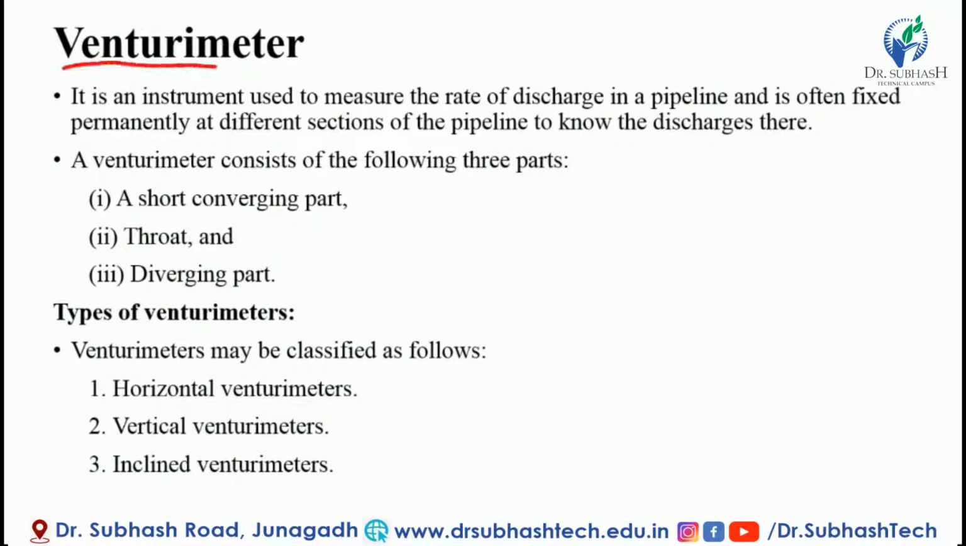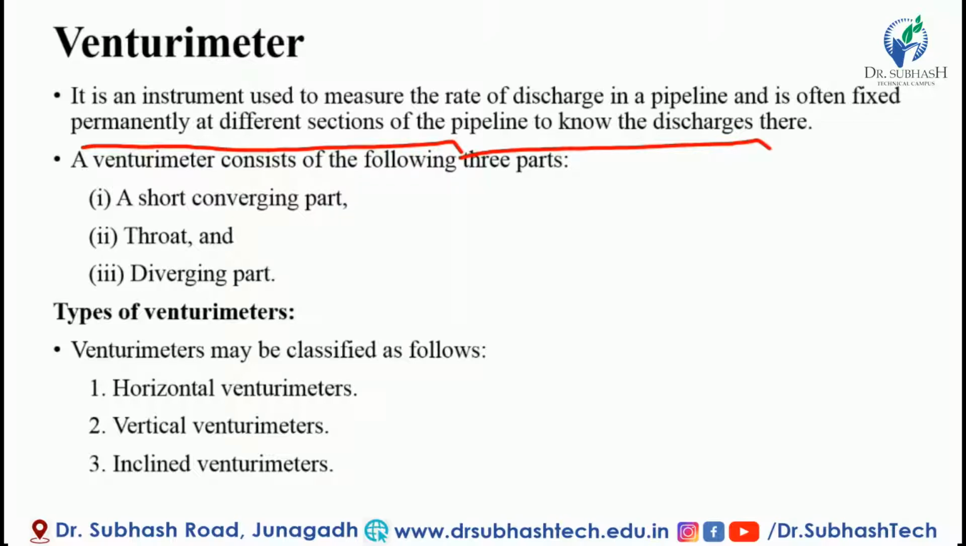First of all, what is the Venturimeter? The Venturimeter is a measuring instrument. It measures the rate of discharge in a pipeline, and it is permanently fixed to a section of pipe to measure the discharge. When we have to measure the discharge in a pipe, at that section we have to permanently fix the Venturimeter.